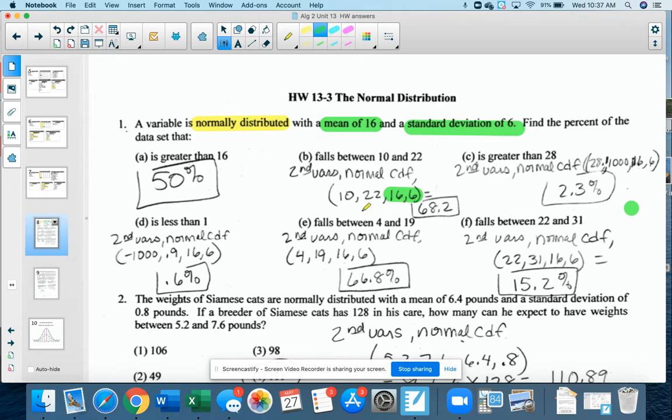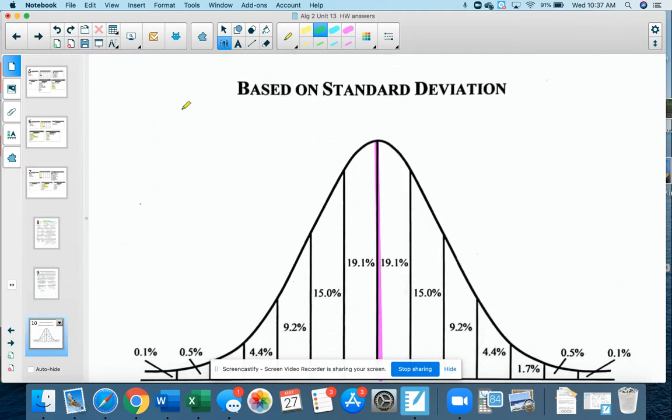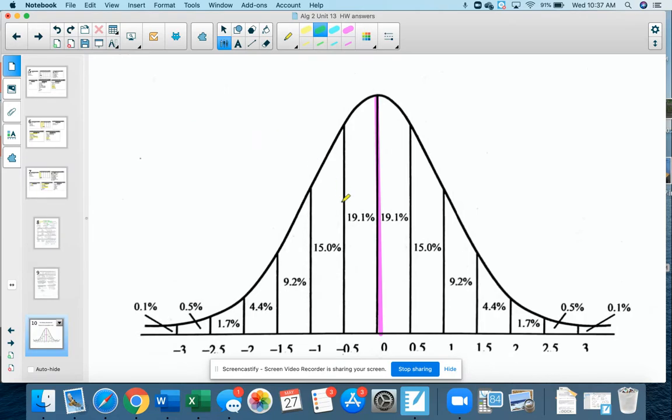Now, if you did not want to do that, notice the scores between 10 and 22. If the mean is 16, 16 minus 6 is 10, and 16 plus 6 is 22. So you're talking about all the scores that are within 1 standard deviation of the mean. And what you can do is you can look at this normal distribution. All the scores that are within 1 standard deviation of the mean is everything from here to here.